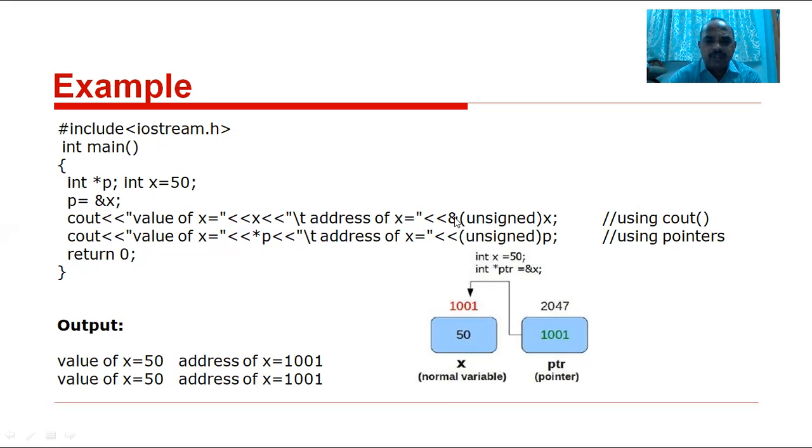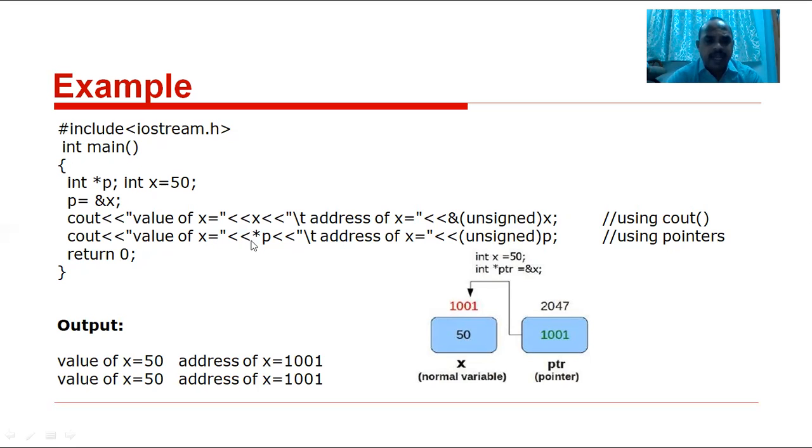Address of x equal to ampersand x. So we want to display the address of a variable. We should use this ampersand symbol. Clear? Ampersand x, all of you. Then the x address equals 1001.